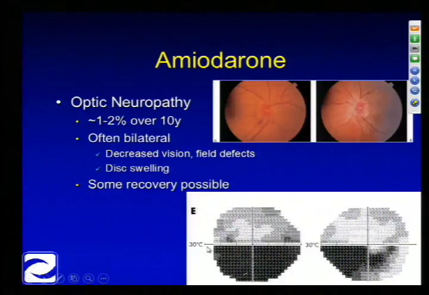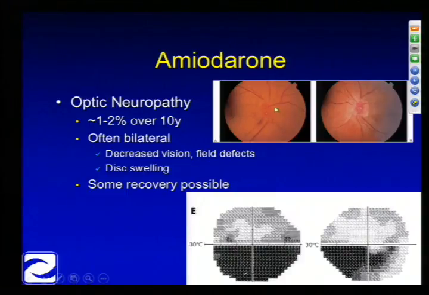But the more important thing for you all to know about amiodarone is that 1 to 2% of patients treated with it develop anterior ischemic optic neuropathy over a 10-year period. And this is a serious loss of vision for these patients. This is a stroke of their optic nerve. It's similar to what you would see in temporal arteritis, where a patient has a sudden loss of vision. Usually in patients with amiodarone, it's painless though. They don't have the jaw claudication and tenderness of their temporal artery like you would see in giant cell arteritis.